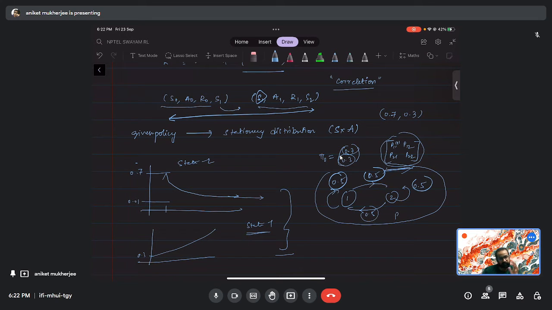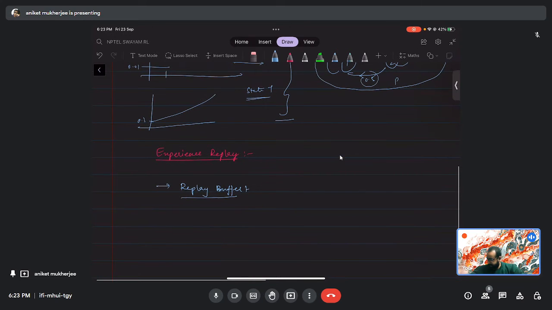But not just uniform distribution. There are other distributions you could sample from, so that you give some amount of weight to how much time it has been or not been, but let's not go into that. Replay buffer is basically a memory.